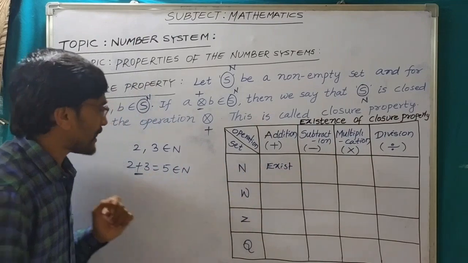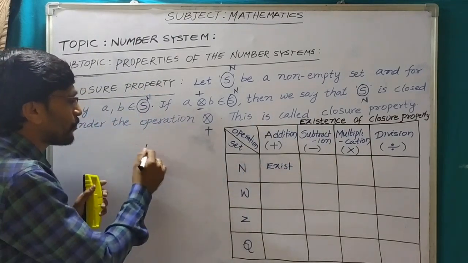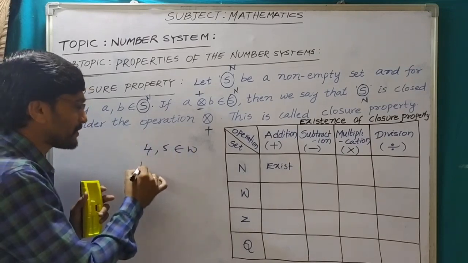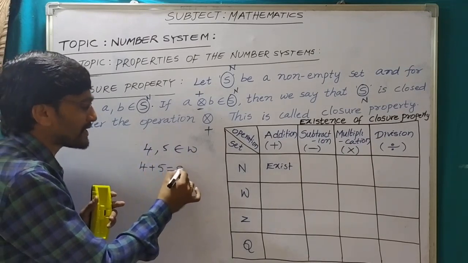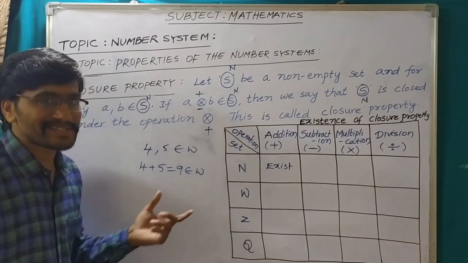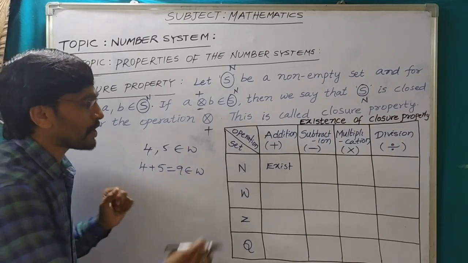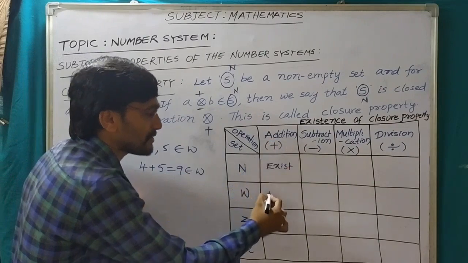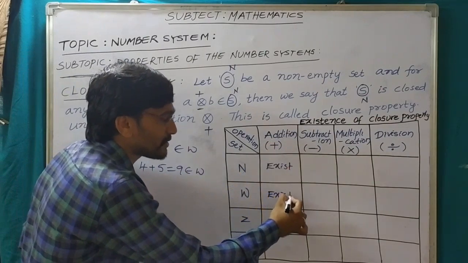For whole numbers, I consider two whole numbers, 4 and 5, which belong to whole numbers. The sum of the two whole numbers gives 9. 9 is also a whole number, right? So the closure property exists for whole numbers under addition. In this also it exists, right?